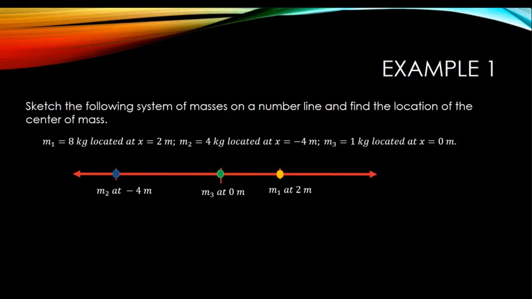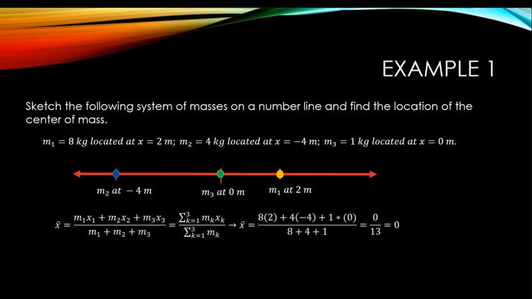Using my formula for the coordinate x bar of my center of mass, I have x bar is equal to the sum from k equal 1 to 3 of m sub k x sub k over the sum from k equal 1 to 3 of m sub k. This tells me x bar is equal to 8 times 2 plus 4 times minus 4 plus 1 times 0 over the quantity 8 plus 4 plus 1, which is equal to 0 over 13, or 0. This tells me that my center of mass is located at the point x is equal to 0, and that's exactly where my point m sub 3 is located.